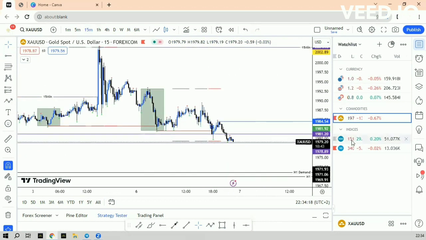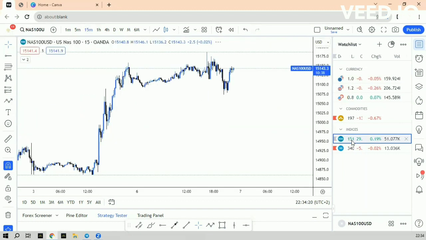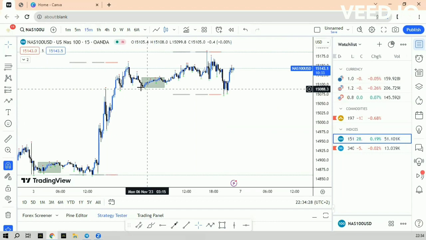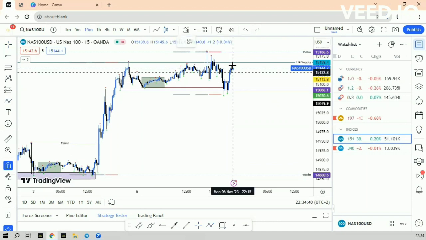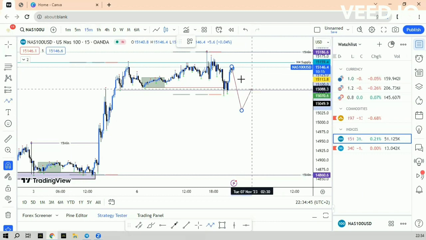So let's jump into Nasdaq. With Nasdaq, I'm also waiting for a buy here. Price has taken the Asian low, right here, so now it's moving up. Probably I'm not going to take this trade unless it gives me something like this, then I'll look for a buy. However, if it just goes up from there, it means I'm going to miss the buy.